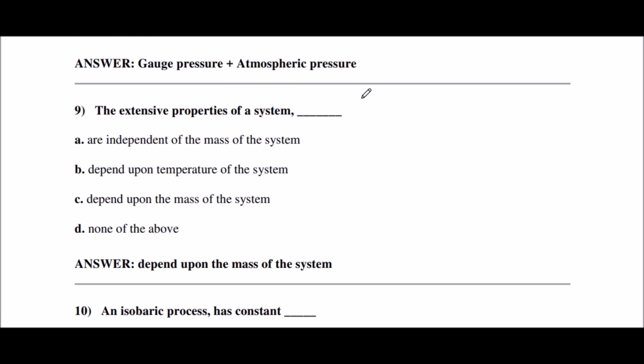Next question. The extensive properties of a system blank space. Option A, are dependent of the mass of the system. Option B, dependent upon temperature of the system. Option C, depend upon the mass of the system. Option D, none of the above. Right answer is depend upon the mass of the system. Option C. Okay. The extensive properties of a system depend upon the mass of the system.